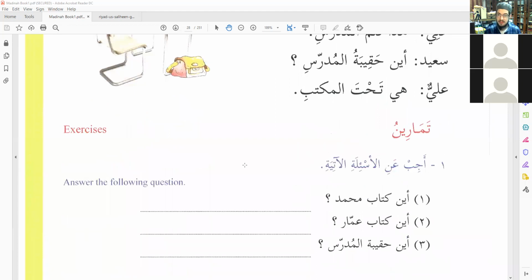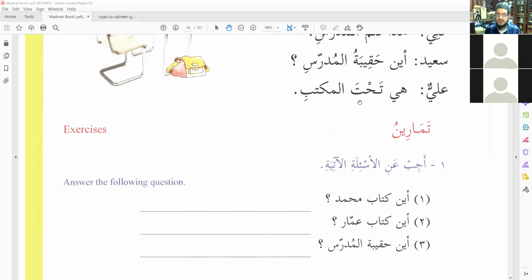Oh, I don't know the meaning of حقيبة. Sorry. Fantastic. If I say haqiba, maybe you can get it. Haqiba means bag. Okay. So, does that help? Yeah. Where is the teacher's bag? Yeah. Good. Excellent. Mudarris is teacher, right? Yes.